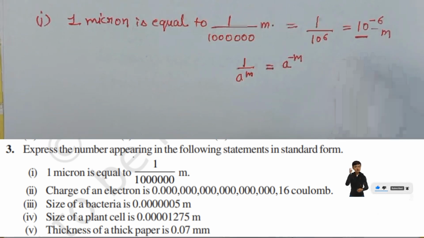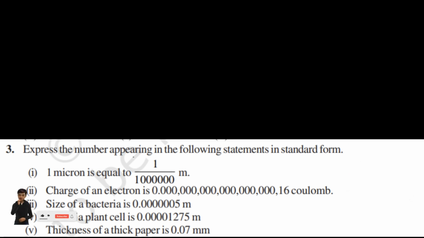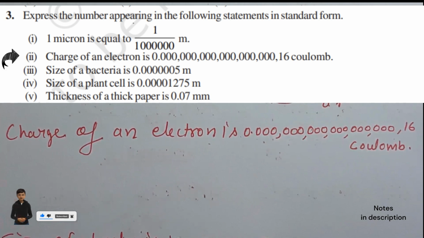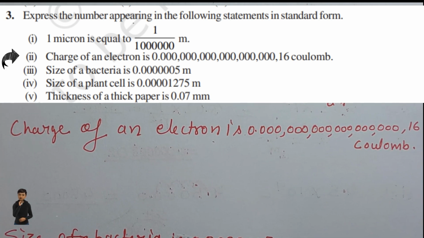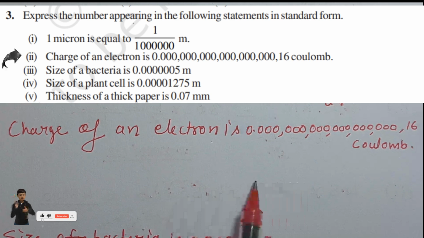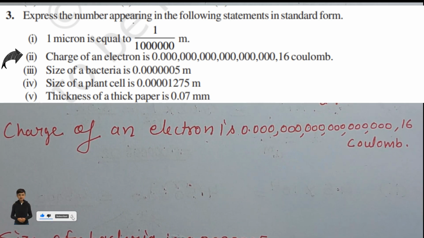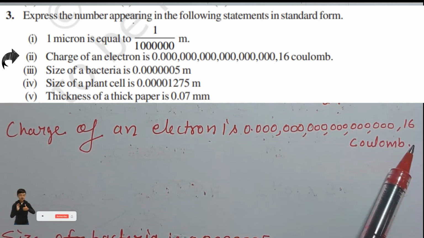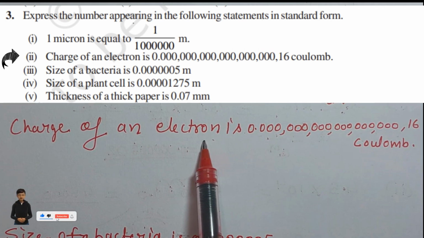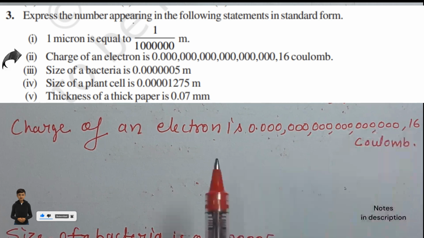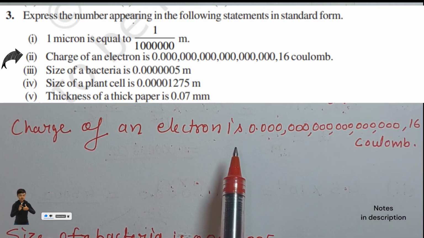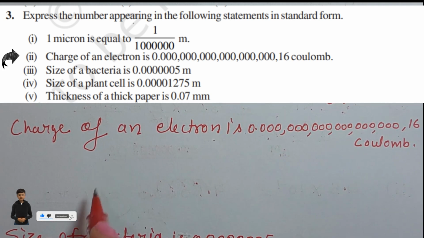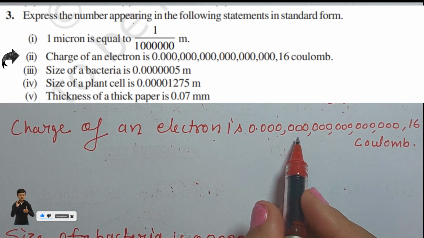Now move to the next part. How we will solve this question? Just now I told you how we will solve. Charge of an electron is given. So we will write this number, whatever is given. Okay, this is a very big number. That means this is the usual form. Now we will change this number into what? Standard form.